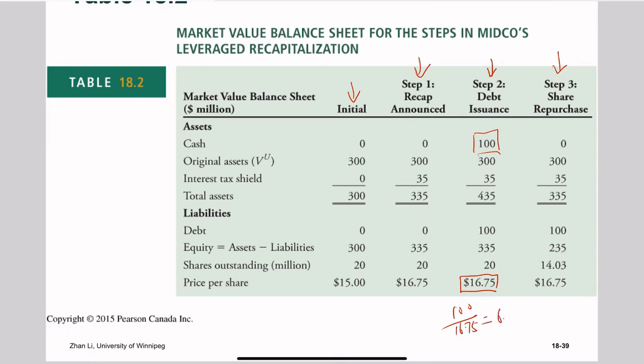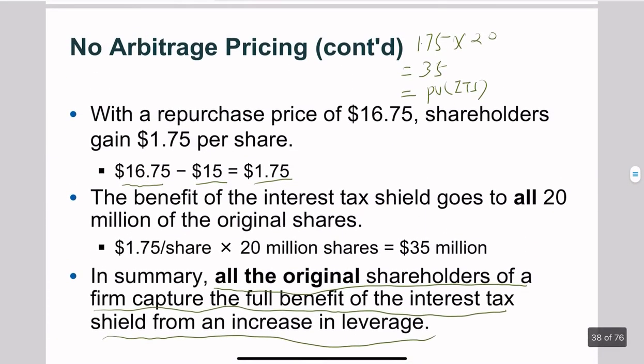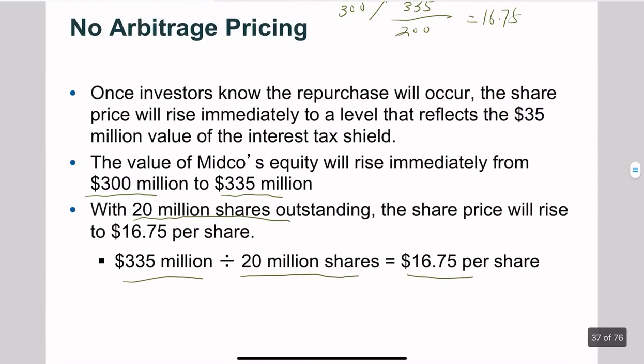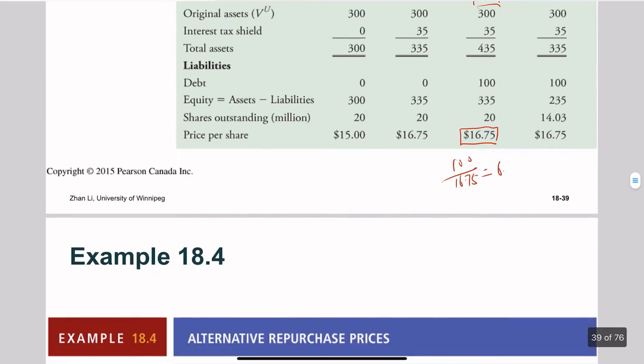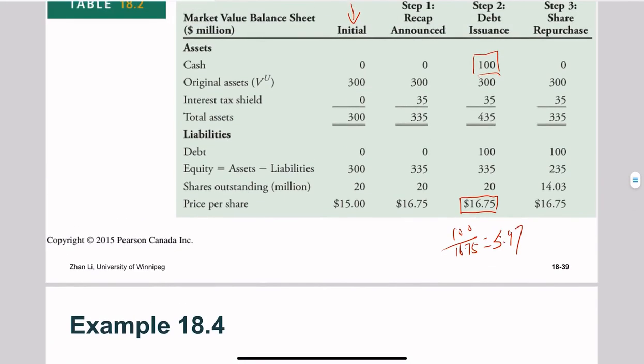Oh, I forget what it is. Okay, let me check. How many shares? I actually don't have a number for this. Okay, let me use the calculator. Okay, so it's 5.97.